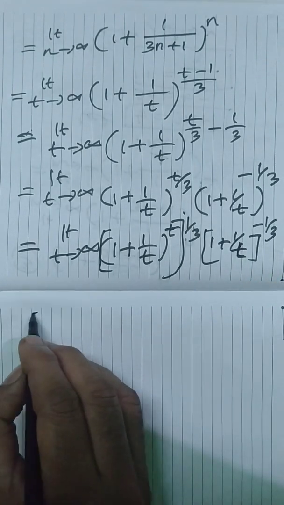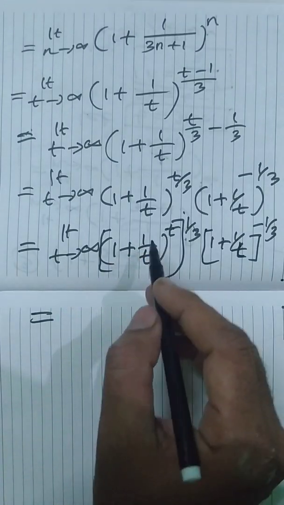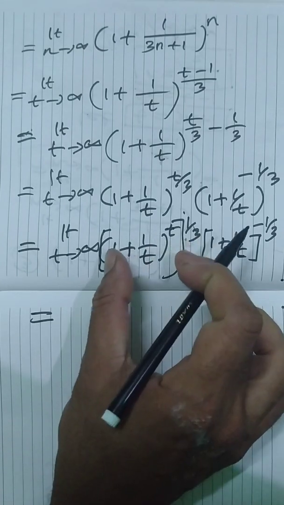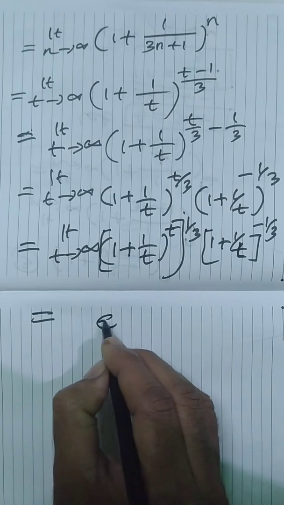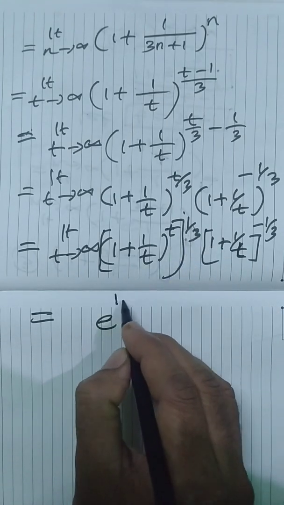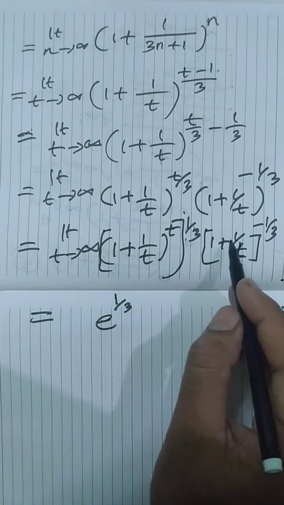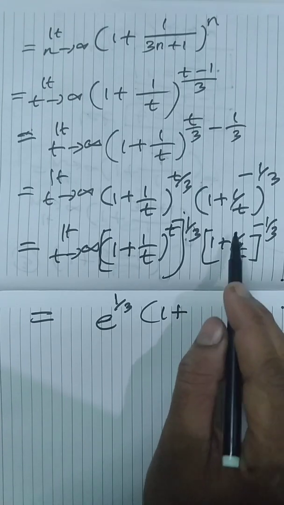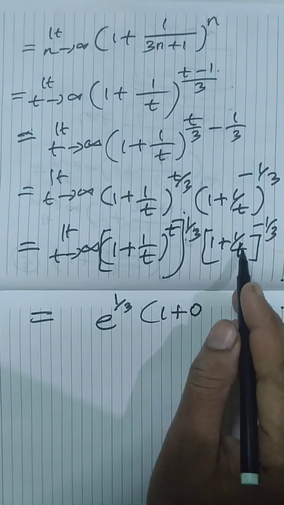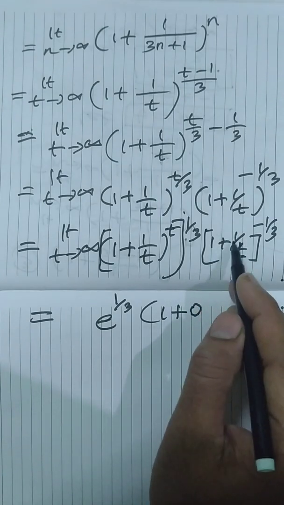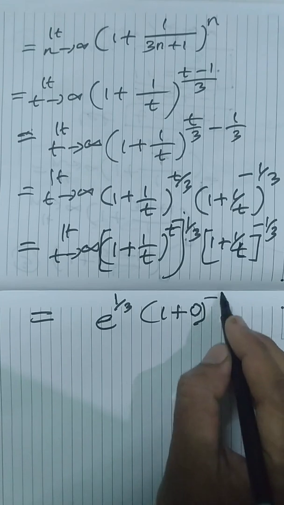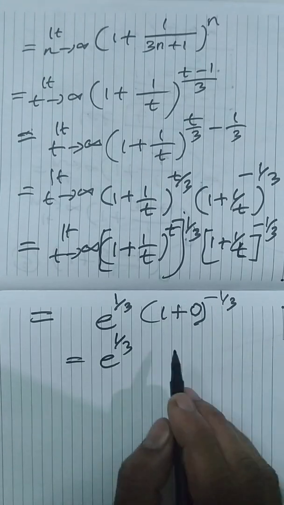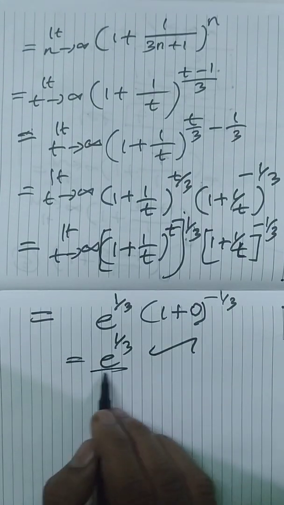Now we can apply the limit and also apply the result. Here we know very well, the well-known limit is e. As per the result, it is e power 1 by 3. What about here? T tends to infinity, 1 plus 1 by t; when the denominator t tends to infinity, this becomes 0, power minus 1 by 3. So e power 1 by 3, into 1 plus 0, which is 1. So this is the final solution of the problem.